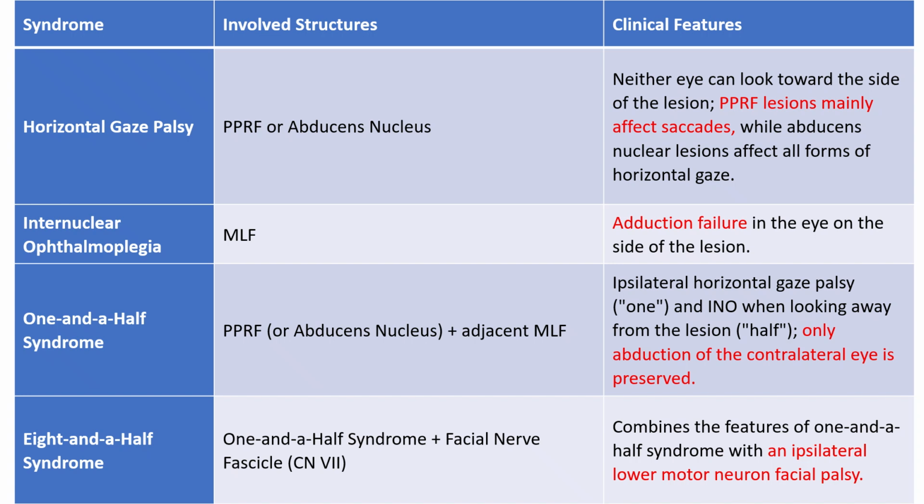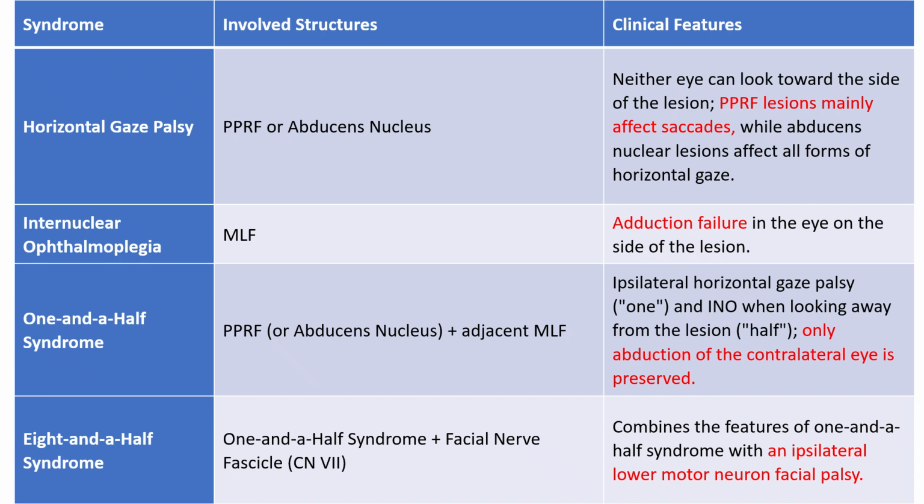One-and-a-half syndrome. The lesion is at the PPRF or abducens nucleus with adjacent MLF. There will be ipsilateral horizontal gaze palsy, plus INO when looking away from the lesion. Only abduction of the contralateral eye is preserved. So it is one-and-a-half syndrome. Eight-and-a-half syndrome: one-and-a-half syndrome with seventh nerve fascicle involvement. This combines the features of one-and-a-half syndrome with ipsilateral lower motor neuron facial palsy.